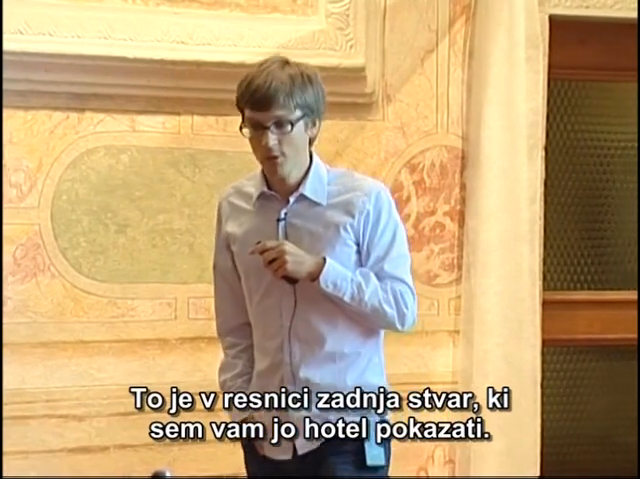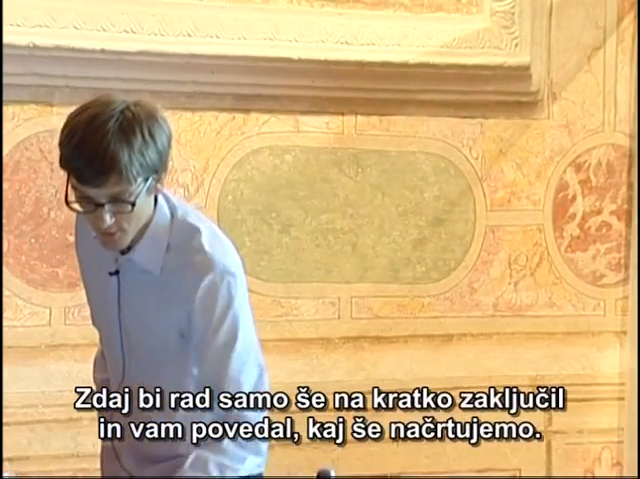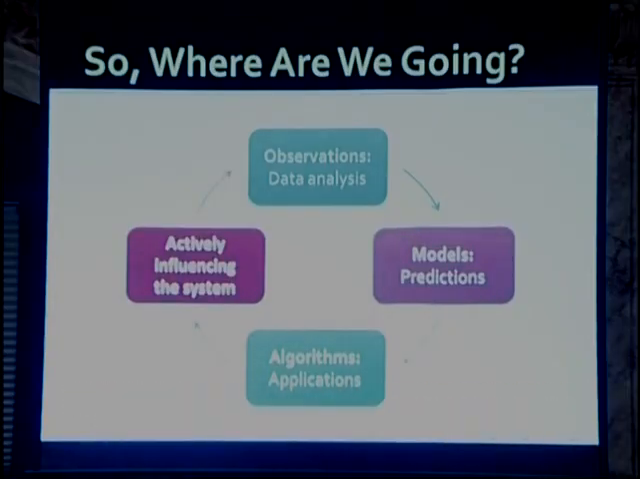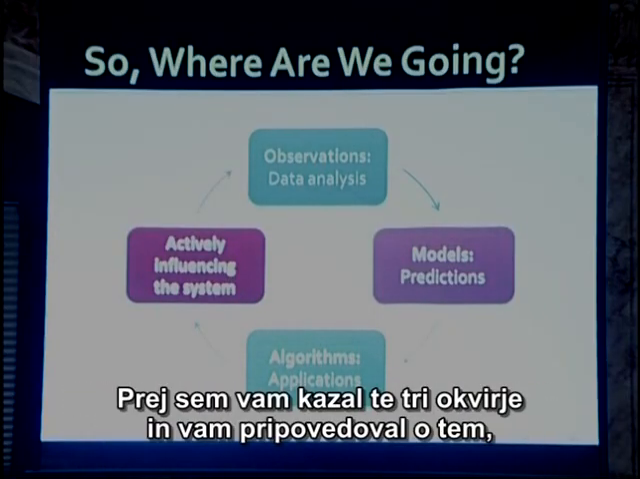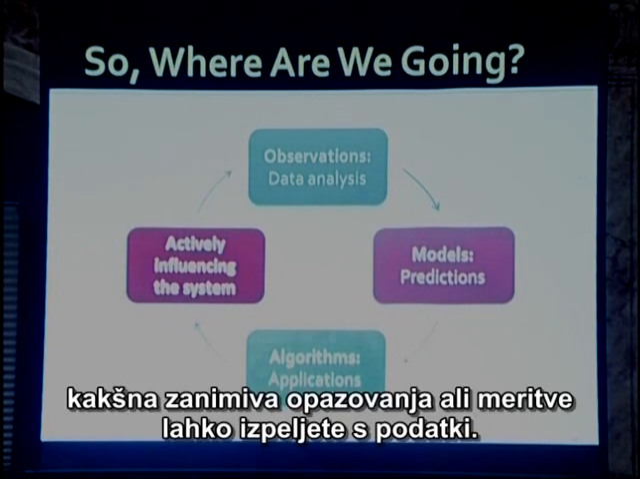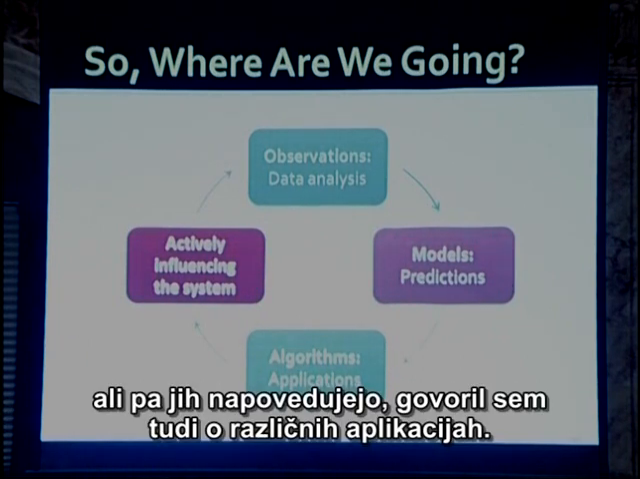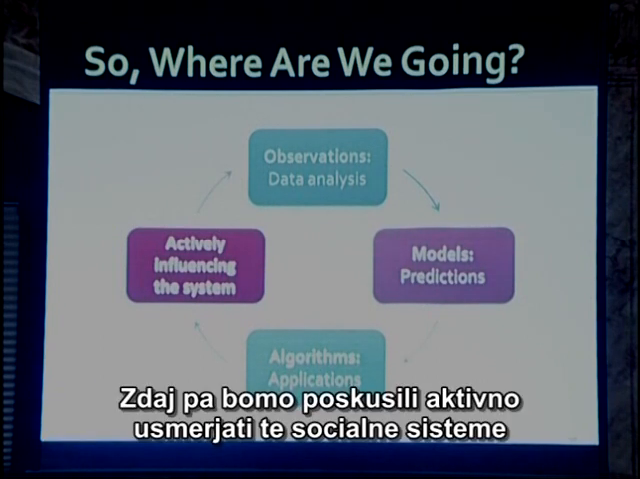And all I want to do now is just briefly conclude and tell you what we are planning to do. So really, I was showing you these 3 boxes before, right? I was telling you about what kind of interesting observations or measurements you can do on the data. I told you about models that are either giving me good explanations or are making predictions. And I also talked about different applications. But really, where we are going in our group is we are trying to actively steer or influence these social systems.